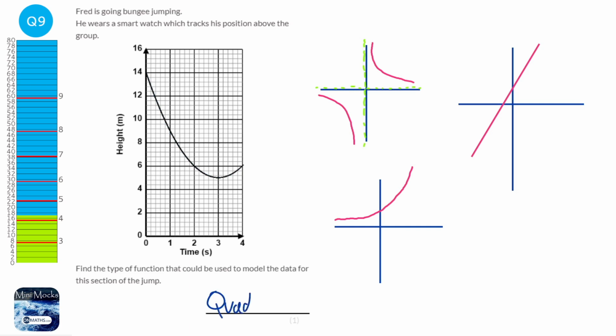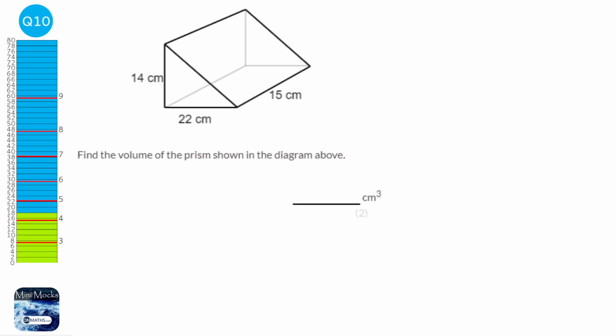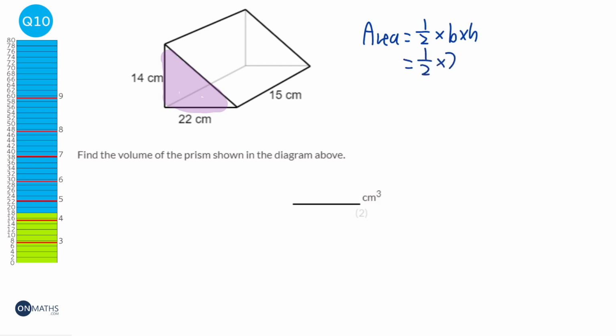So quadratic function. To work out the volume of this prism, we need to first of all work out the area of the cross section, which is this part here, so this triangle here. So to do that, I'm going to do half times base times height. So it's going to be half times the base, which is 22, times the height, which is 14. That gives us 154.